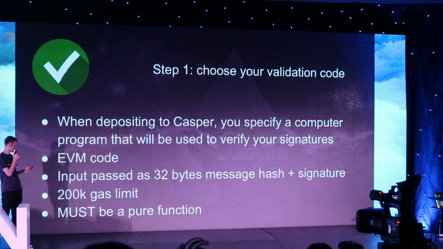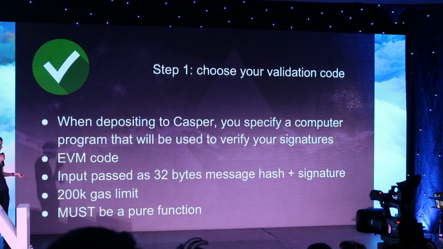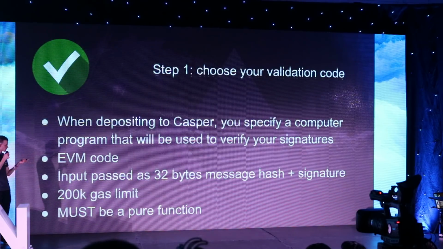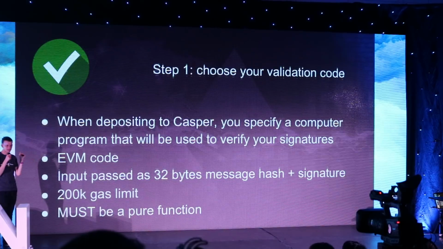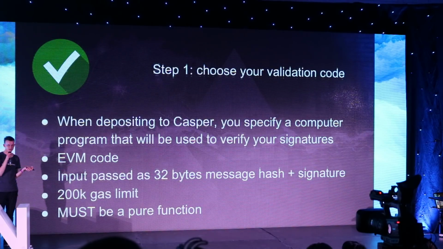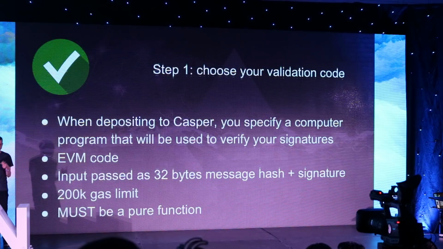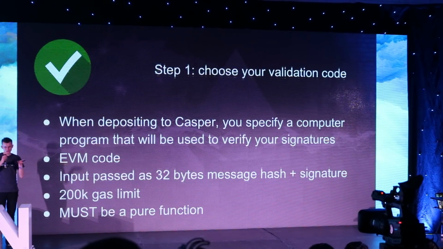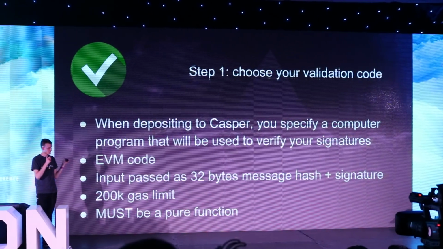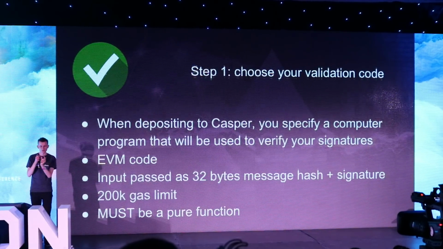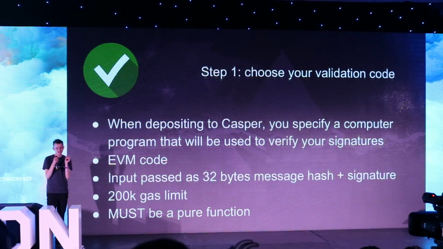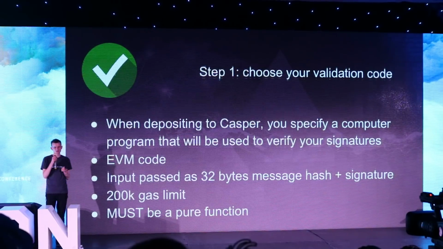Now, it does have some restrictions, right? First of all, it has to be a piece of EVM code. Second, as input, it expects a 32-byte hash of the message plus the signature. Third, a fixed gas limit of 200,000, and the code must be a pure function. What this means is that the code is not allowed to look at any kind of internal state of your account. It's not allowed to modify any information. It's not allowed to read any blockchain state. Basically, if the code runs with some particular input in one context and it gets some output, it has to get that exact same output for that same input in every other context.